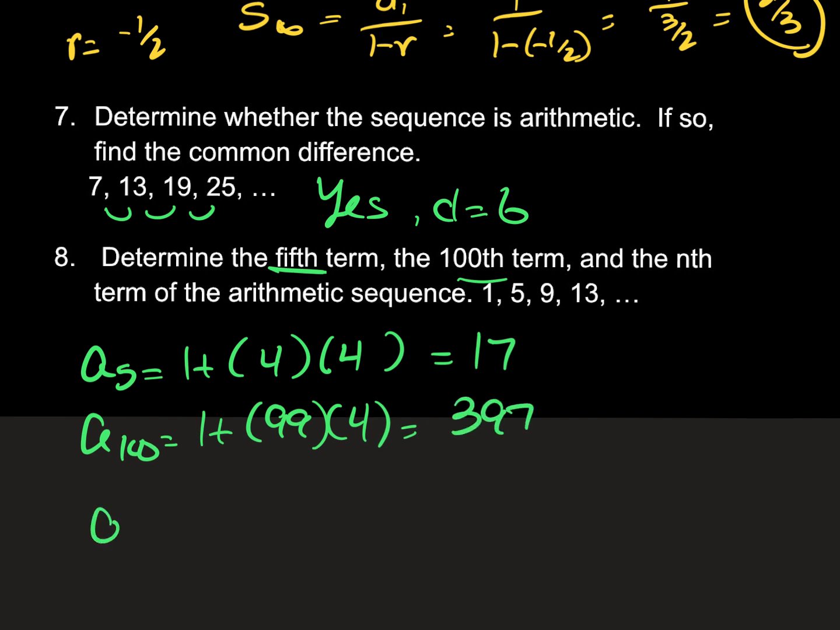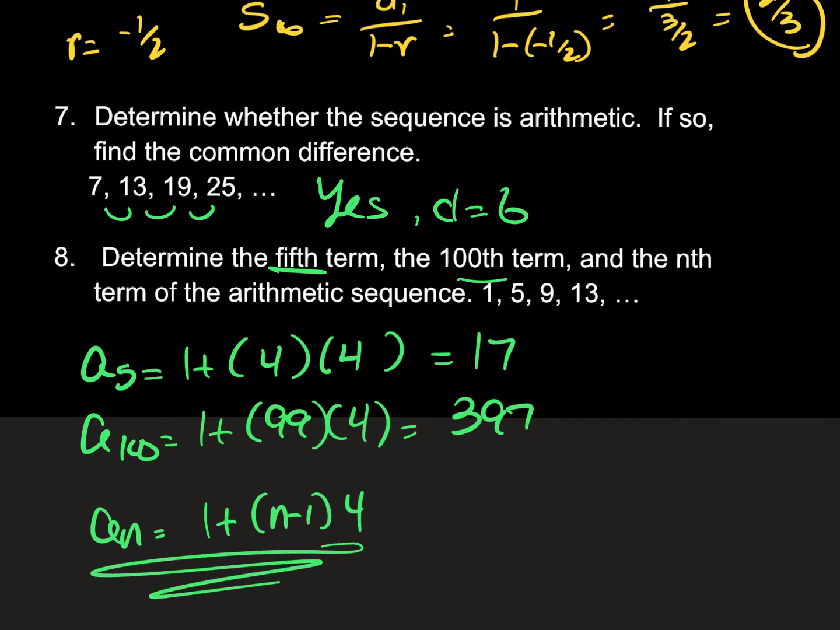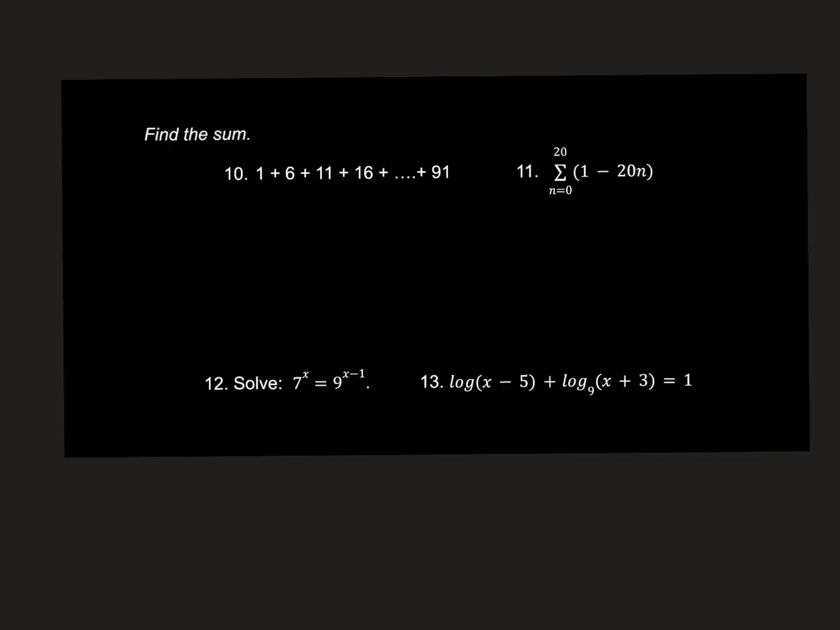And last thing it says is find the nth term. And remember, when it says find the nth term, you leave the n in. So I'm doing the first term plus n minus 1 times d. d is 4, and you're fine to leave it just like that. That's called standard form of arithmetic, so you're good to leave it.